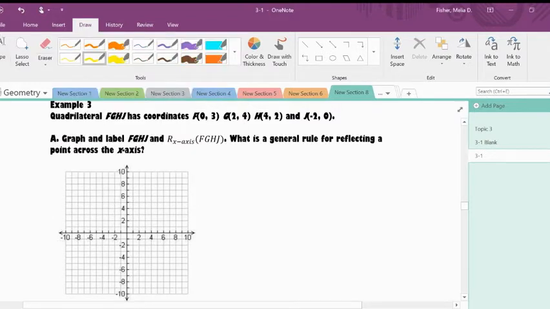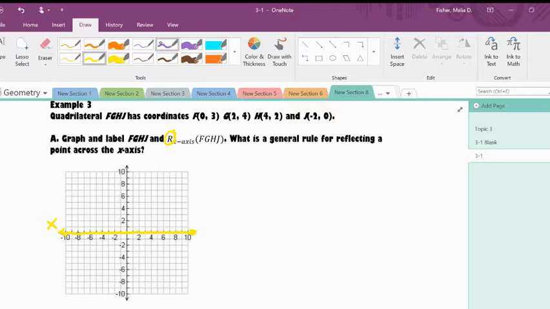We have a quadrilateral that has those coordinates, and we're going to reflect. Notice this capital R right here. This capital R means reflect, and we're going to reflect across the x-axis. And this right here is the x-axis. This is the x-axis. And we're going to reflect across that.